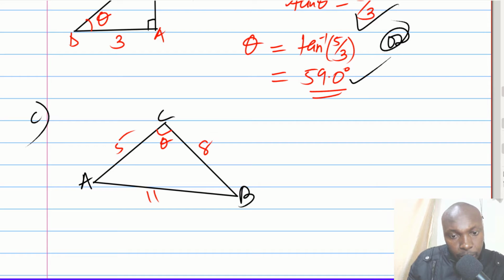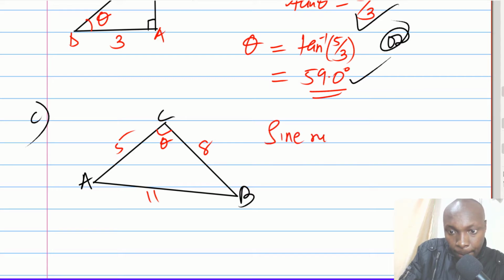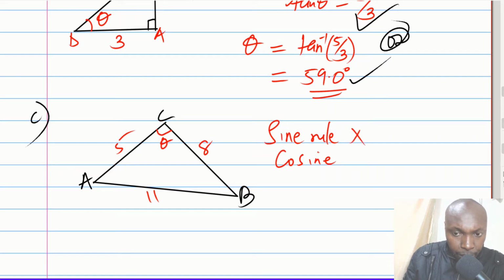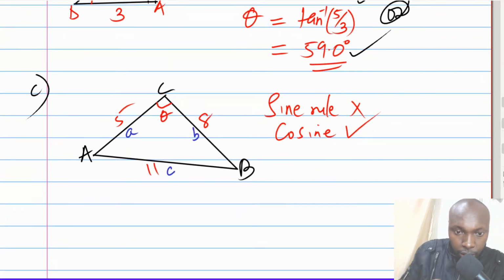So how do we get this angle? Since this one is not a right angle triangle, we can't use SOHCAHTOA or trigonometric ratios, that is sine, cosine, and tangent. So we'll be required to think of using the sine rule or the cosine rule. We can't use the sine rule since we are not given any angle, but since we are given all the sides, it is easier to use the cosine rule. So how do you use the cosine rule? We shall let this side be a, this side be b, and this one be c.